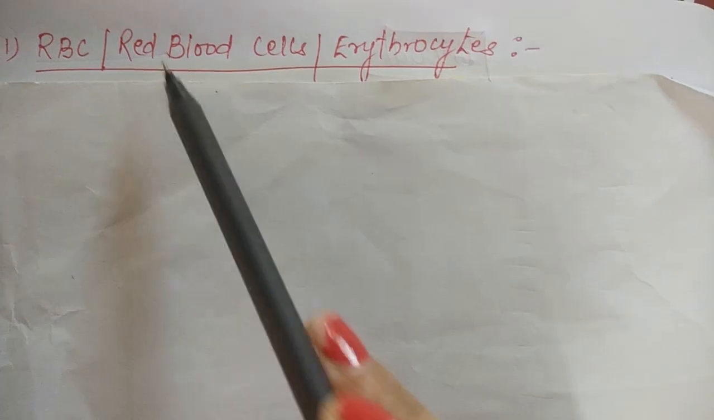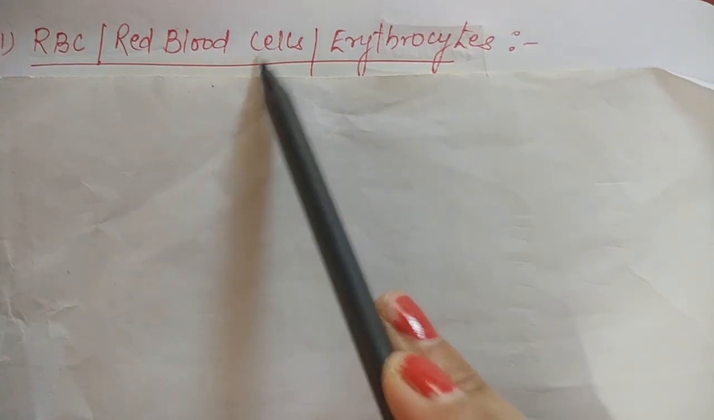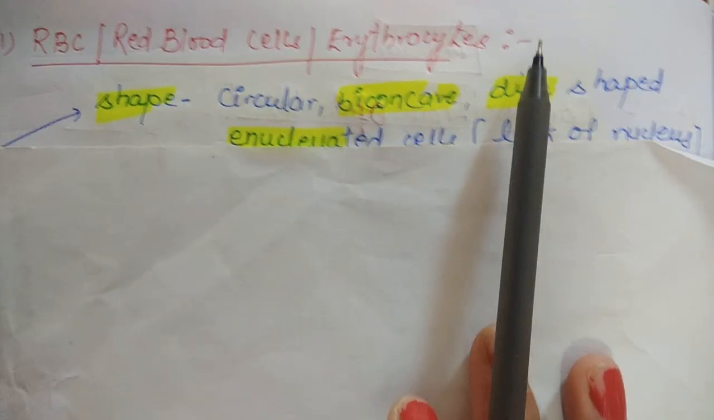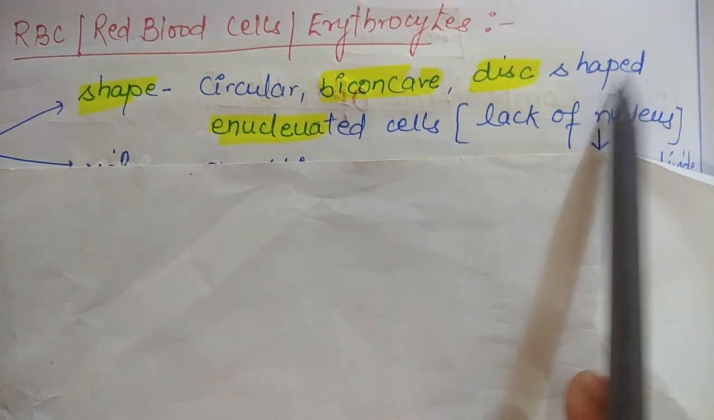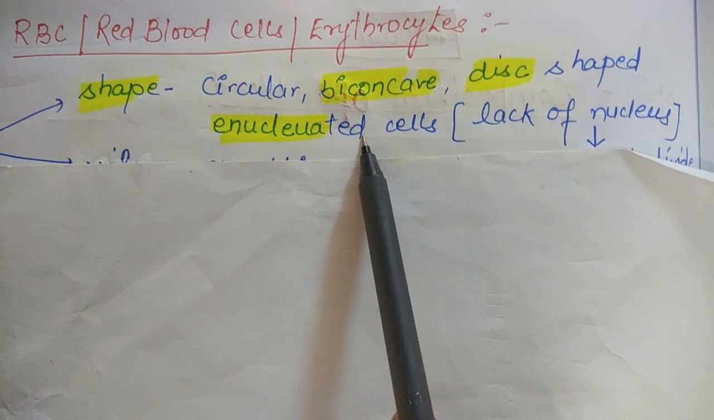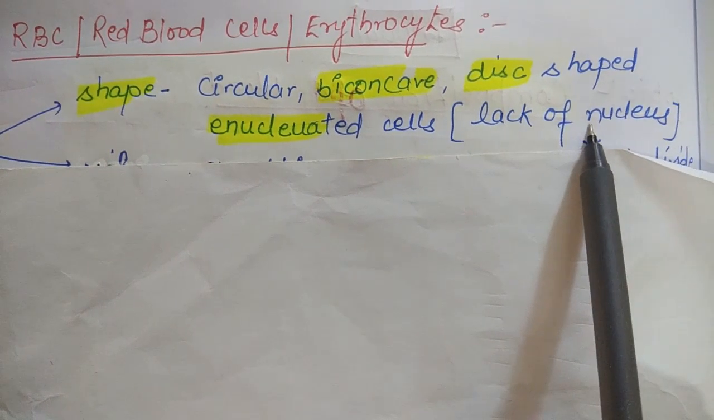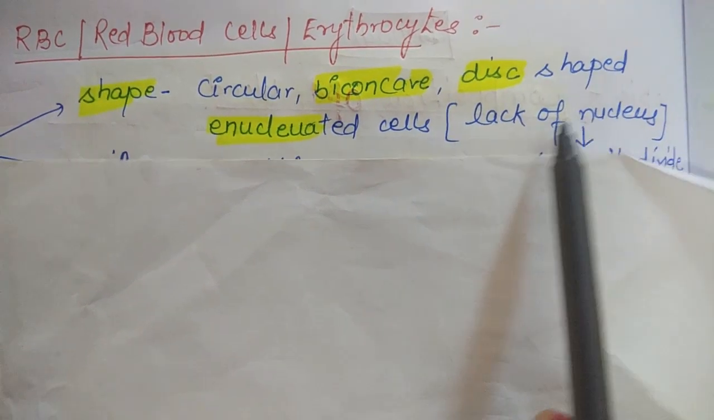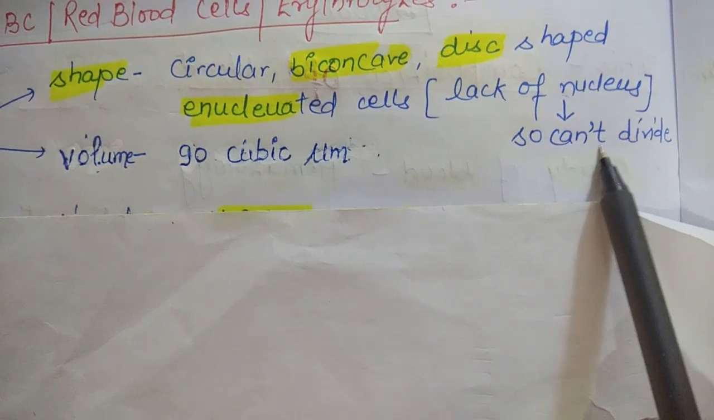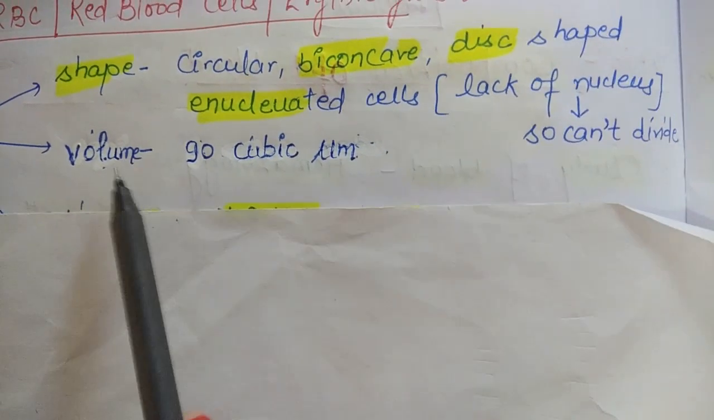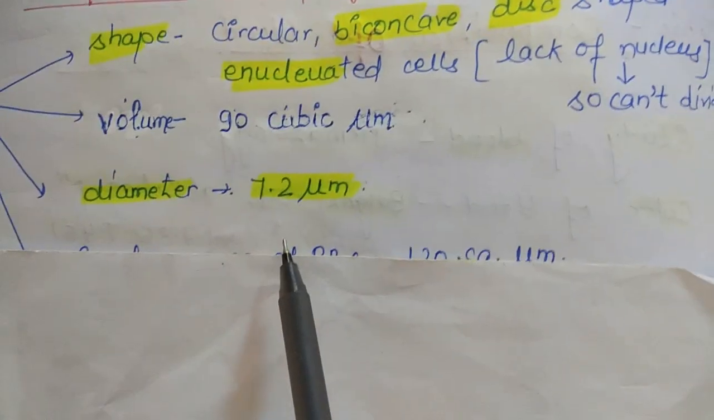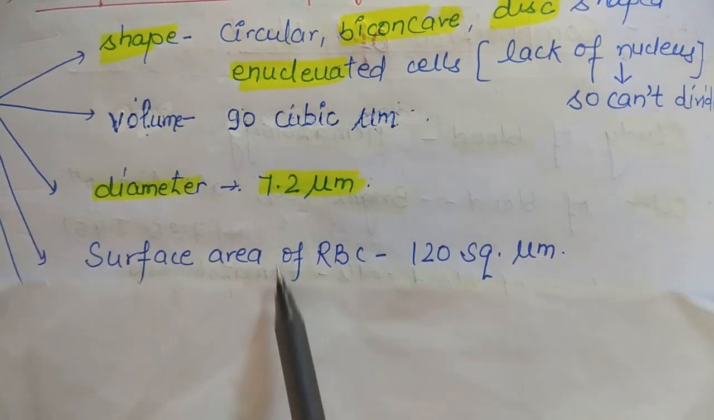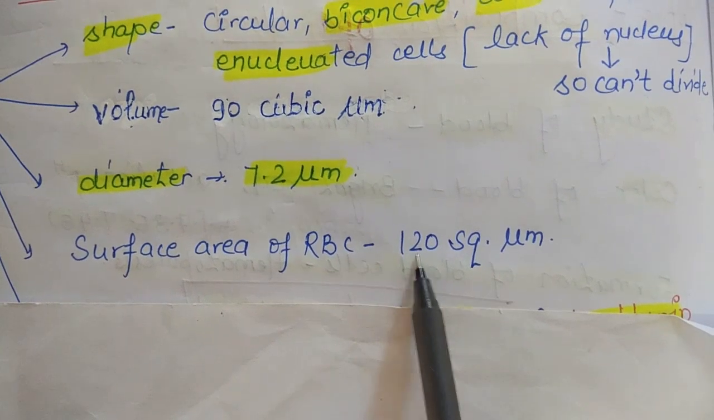First we will discuss RBC. RBC is also known as red blood cell or erythrocyte. The shape of RBC is circular, biconcave, disc shaped, and they are enucleated cells. That means they lack a nucleus. So that's why RBCs cannot divide. The volume of RBC is 90 cubic micrometer. The diameter of RBC is 7.2 micrometer. Surface area of RBC is 120 square micrometer.